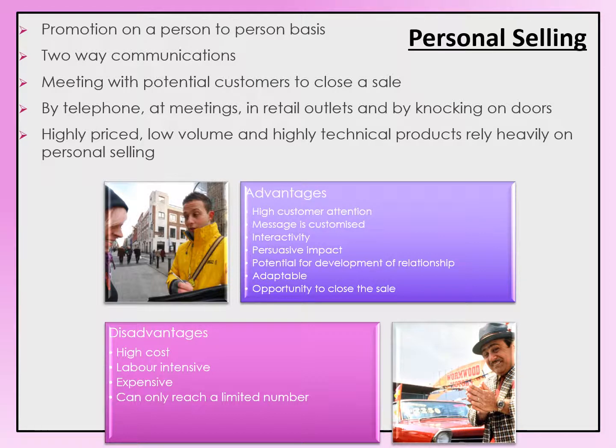So it could be that over time, if it's something that you've got to keep going back to, people will know each other's names. So think of regulars in pubs or regulars in betting shops. It's adaptable, so they can change it on the spot, and there's an opportunity to close that sale. So ABC, always be closing, right?